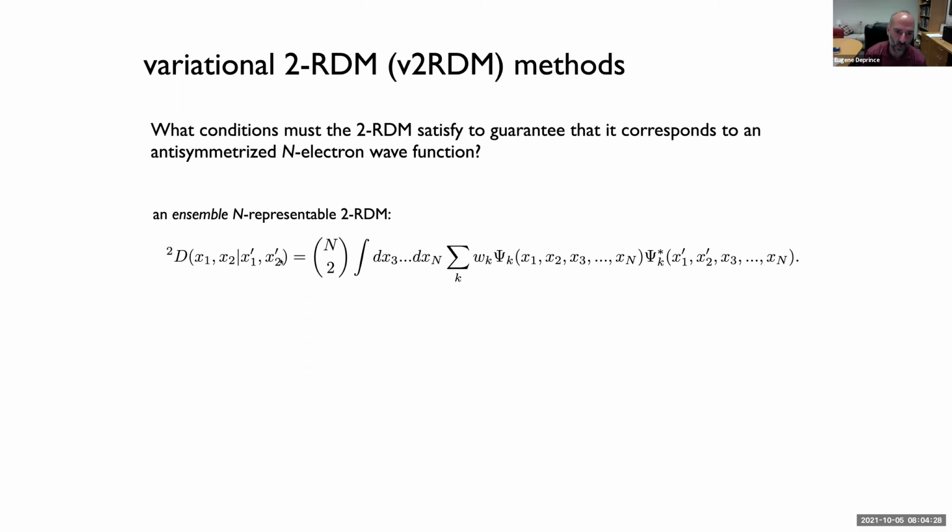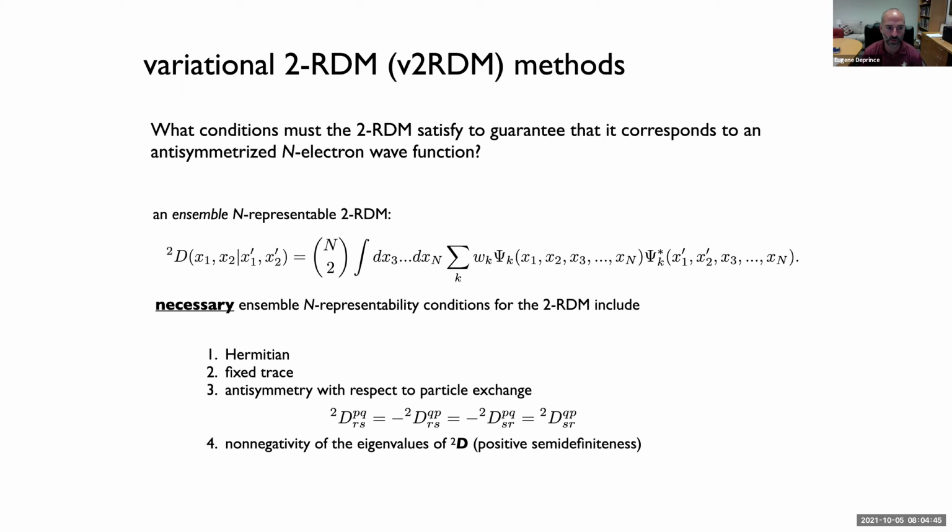okay, so the formal definition of an ensemble n-representable 2 RDM is here. This thing is meaningful if I can obtain it by integrating out all but 2 electrons from an n-electron density matrix. This is a useless definition in practice though, because it requires knowledge of the n-electron wave function. So typically we try to enforce some sort of necessary conditions on the 2 RDM.